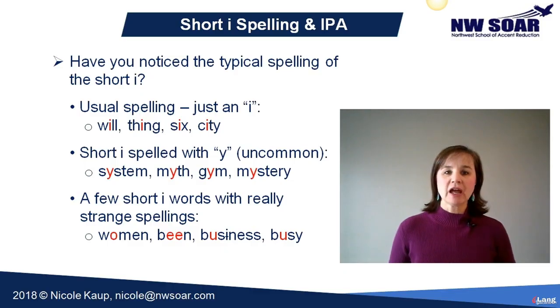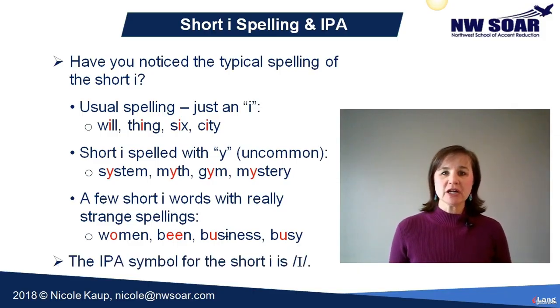Now I want to point out the word business. Business is another one of those words that has a missing middle syllable. The I in the middle of the word is not pronounced at all, and this word becomes 2 syllables. It's business. Business. And just a quick note, the IPA symbol for the short I is a capital letter I.